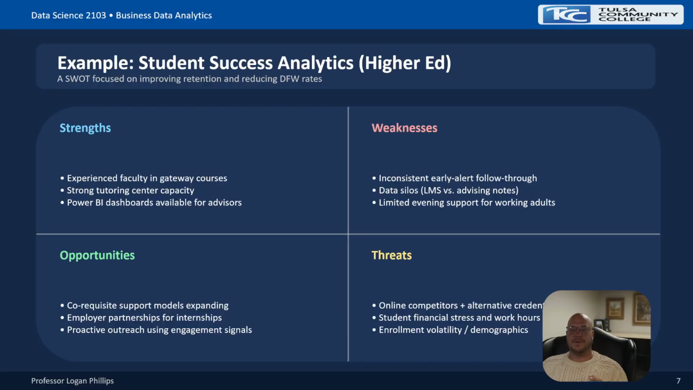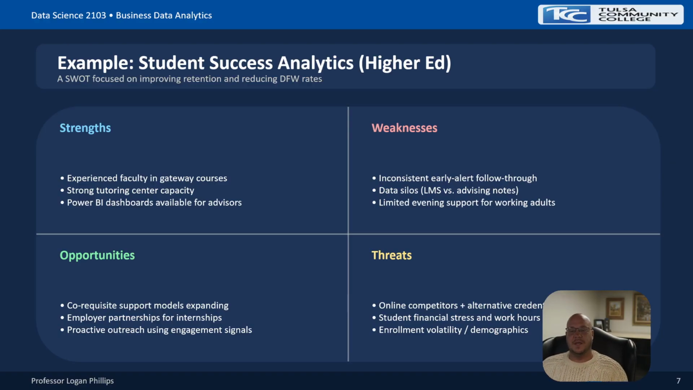So if we're looking at an example of student success analytics in higher ed specifically, here's a SWOT focused on improving retention. That's students staying in school and finishing, and reducing DFW rates or dropout rates. I want you to notice how each item is concrete. Strengths: experienced faculty in gateway courses, strong tutoring center capacity, and Power BI dashboards available to our advisors here at TCC. These are internal assets that we can leverage right now to impact dropout rates and our retention rates.